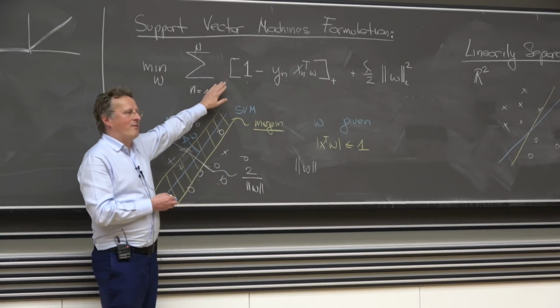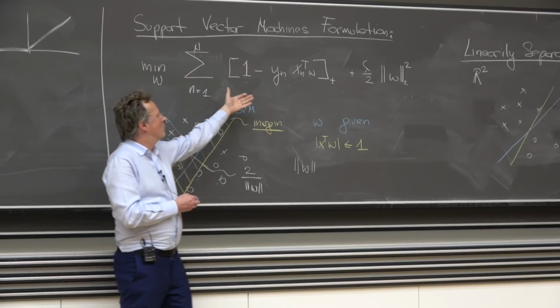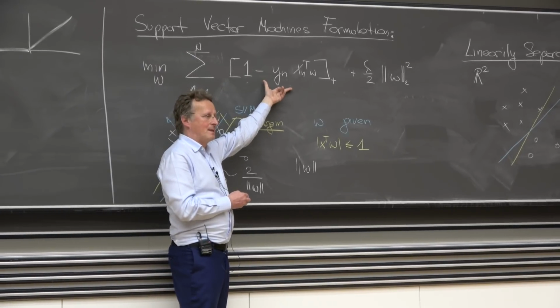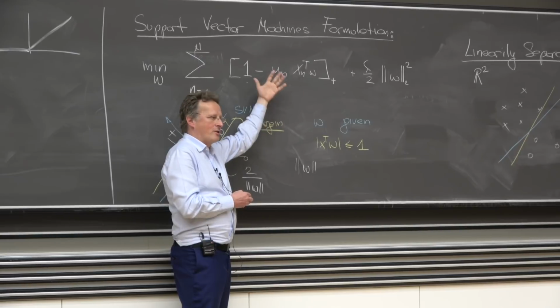Well, we want to find this thing that minimizes, right? So there are two terms. It's this. That's what I was talking about. That's a penalty, a cost, a loss. Okay.